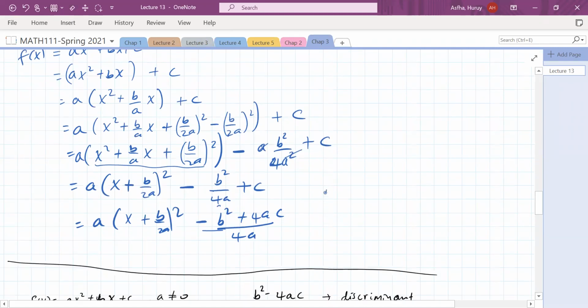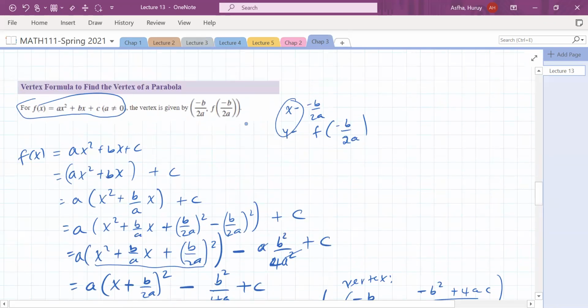Now, what is the vertex from this? The x coordinate, obviously, is this one, negative b over 2a. And the y coordinate is negative b squared minus 4ac over 4a. Right? So either we write it this way. This is what we have right here. This is the x coordinate.